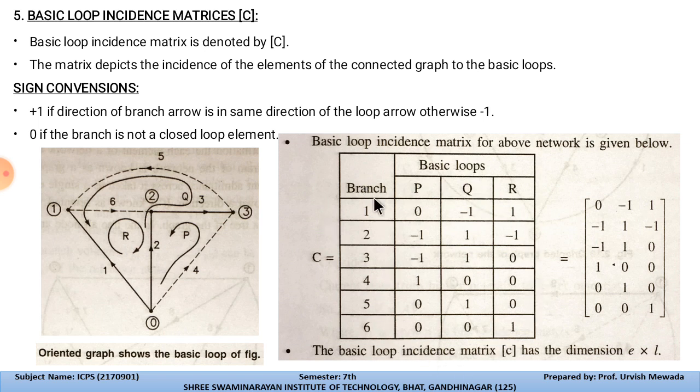So we have the 6 elements and we have the 3 basic loops, that's why this matrix will form a 6 by 3 matrix, and it is called E cross L, meaning elements cross loops. So we have the 3 loops and we have the 6 elements, so we can form a 6 by 3 matrix with the help of the basic loop incidence matrix.